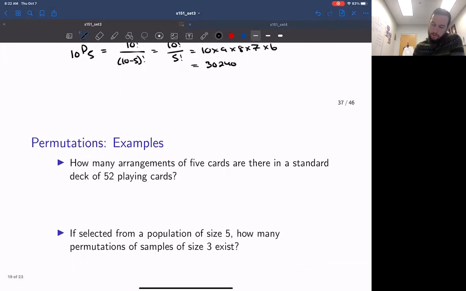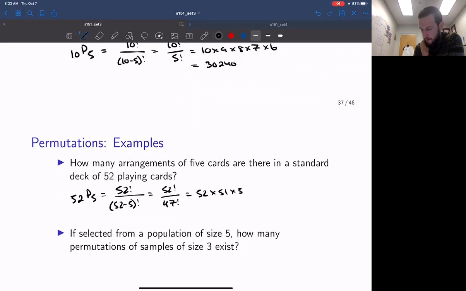Okay, how many arrangements of 5 cards are there in a standard deck of 52 cards? Okay, so this would be 52P5, 52 factorial over 52 minus 5 factorial, 52 factorial over 47 factorial, 52 times 51 times 50 times 49 times 48, which is 311,875,200.